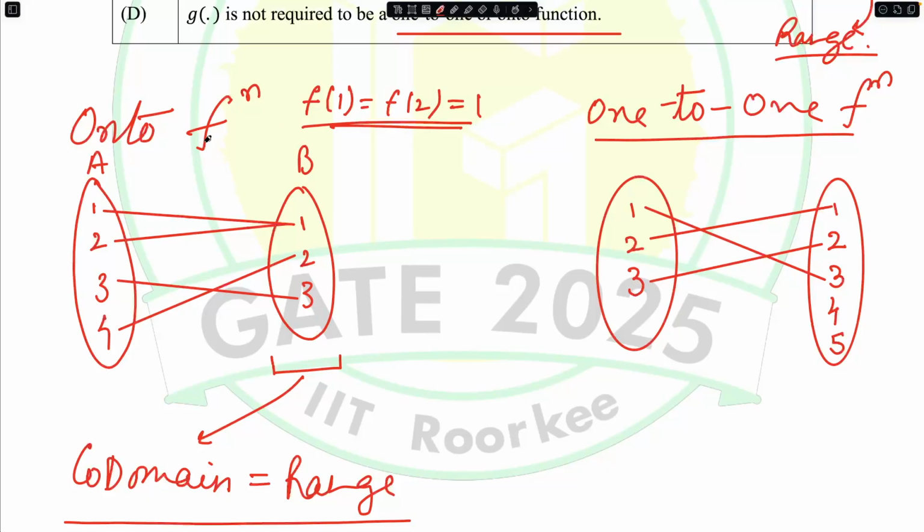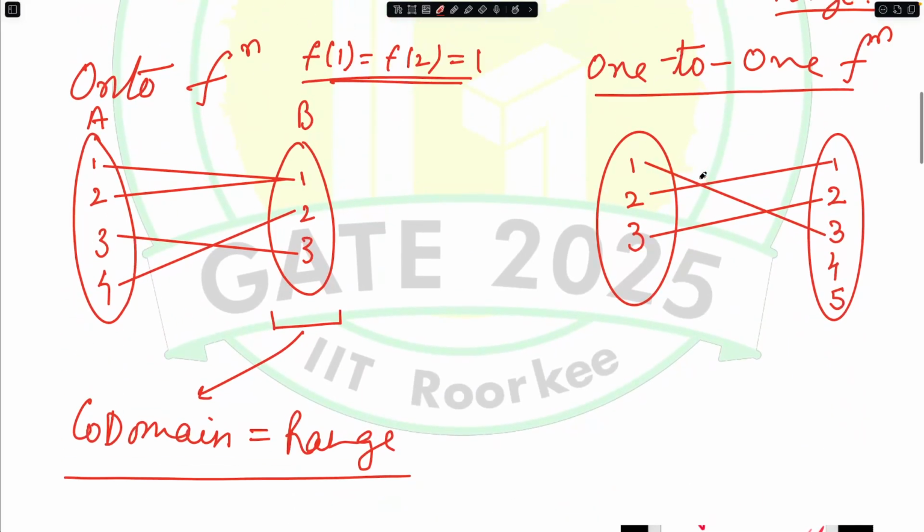And an onto function also poses no restriction on that. But a one-to-one function poses a restriction on that: the corresponding elements in the range need not be the same for different entries in the domain. Mind you, this is just an onto function, so the entirety of the codomain is not used, and 4 and 5 are not used. Once that part is very clear to you, I can move forward. This is the basic funda that you must know.